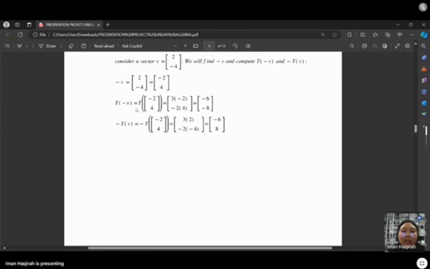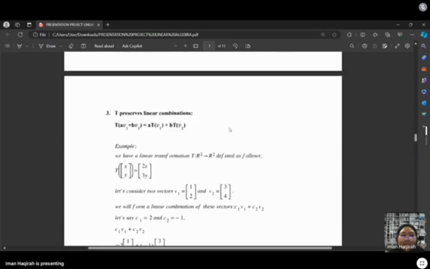So we use T(-v), and we substitute to get (-6, -8). And then we substitute -T(v), and we get (-6, 8).